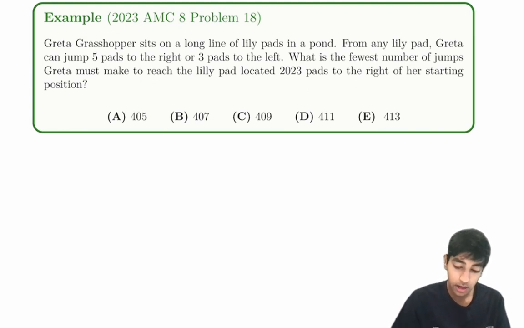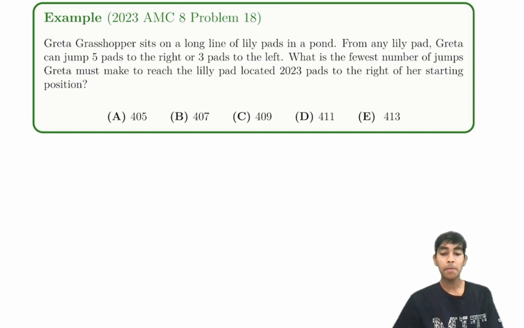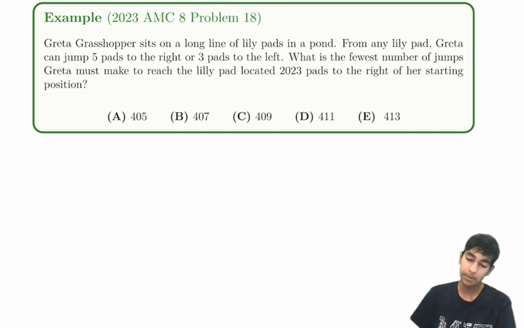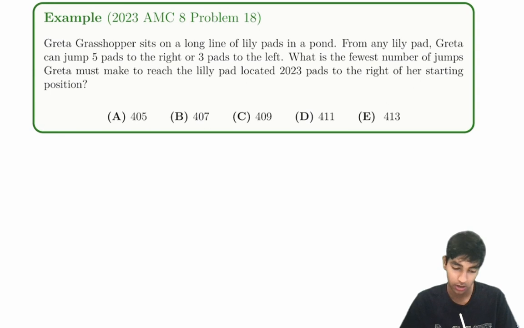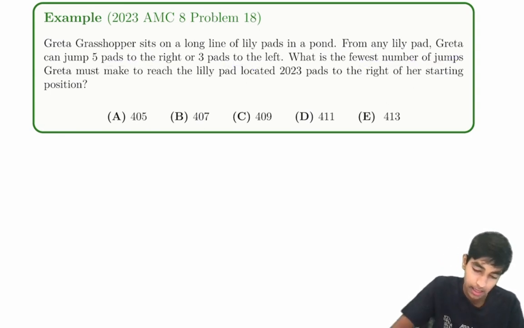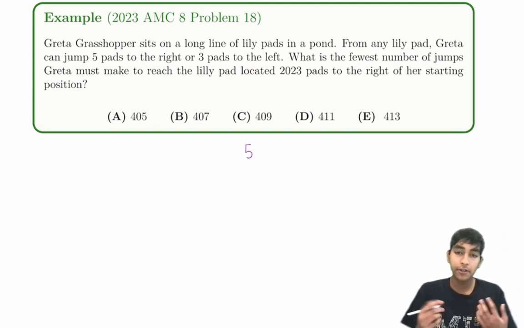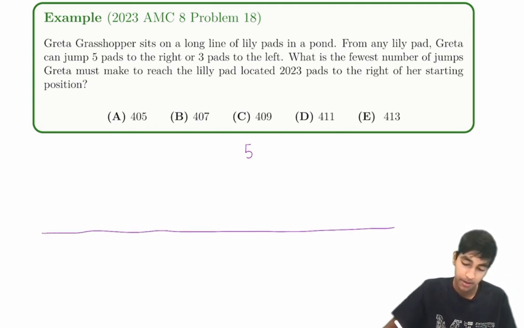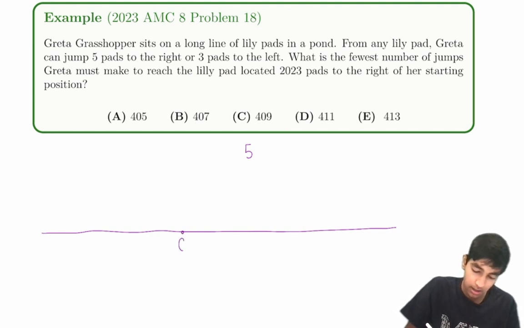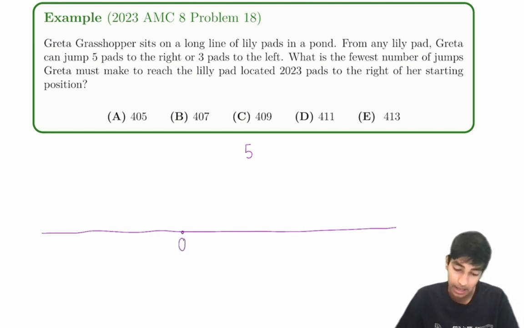What is the fewest number of jumps Greta must make to reach the lily pad located 2023 pads to the right of her starting position? So fewest number of jumps, 5 right or 3 left. Those are our two possibilities. So if you can imagine this, we have a number line and we're starting at 0, let's say. And we're trying to go 2023 pads to the right. So we're trying to go to 2023.